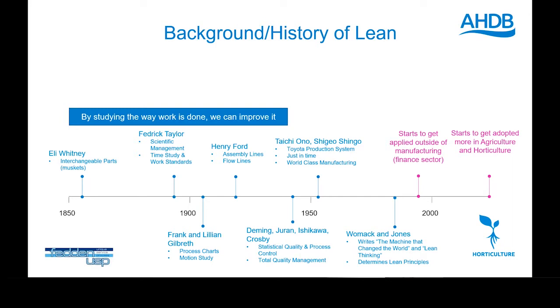A gentleman called Eli Whitney first of all recognized that if he looked at the way things are made and made them in a different way, he could make them more efficient. He did this on muskets. So you can tell that's a very, very long time ago, looking at how he could make interchangeable parts to make muskets more efficient.